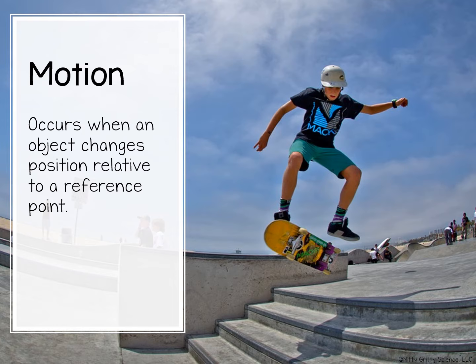In order to determine the position of an object, a reference point is needed, and in this case, it's the bird feeder. We knew that motion occurred when the squirrel changed its position relative to the reference point.